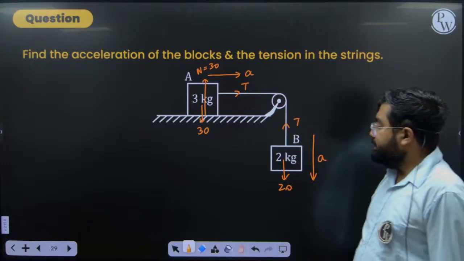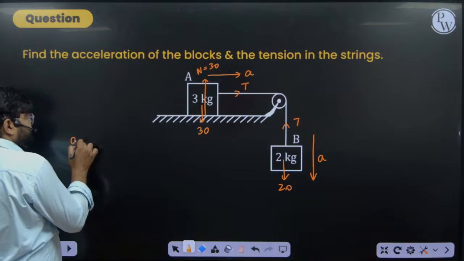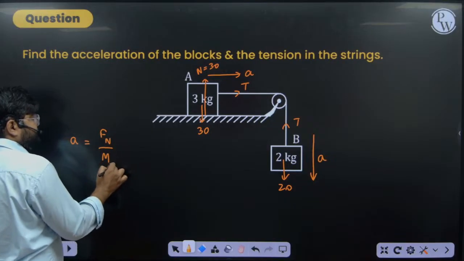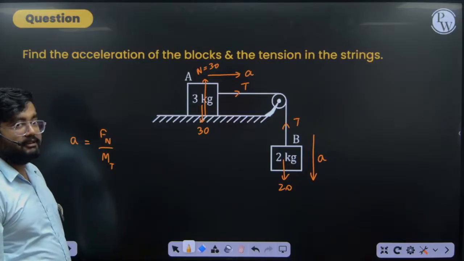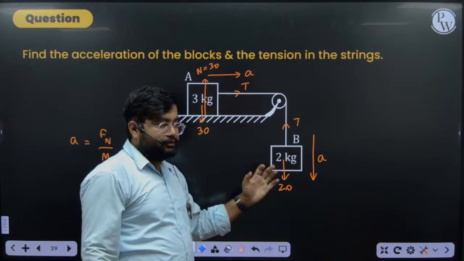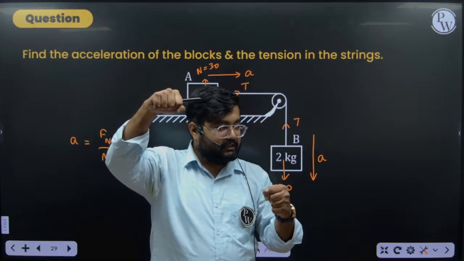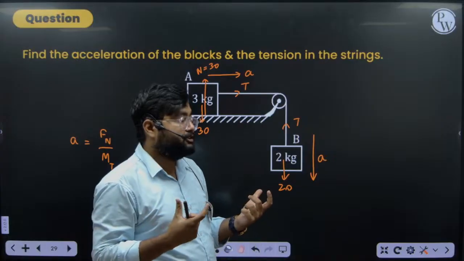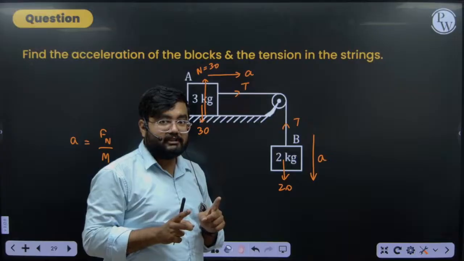If I try to find the acceleration directly, what will I write here? Acceleration is net force by total mass. What is the net force which is pulling the system? 20. If you see, this system is like this and it is going to move like this. Which is responsible for this? This 20 is pulling it. Tension is internal. We will not consider that.